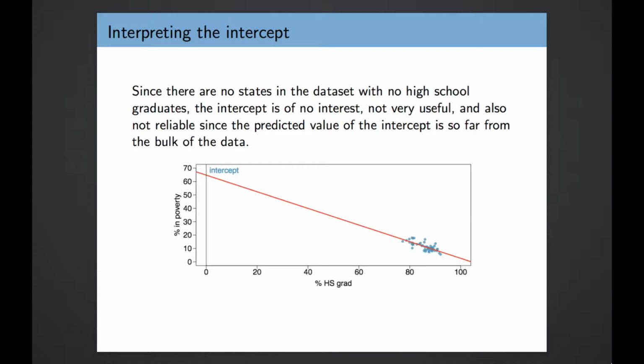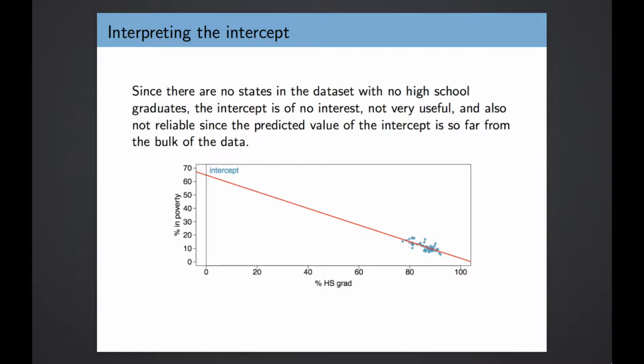Now, of course, in reality, we don't have any states where the high school graduation rate is 0, where there are no high school graduates who live in the state. That would be pretty ridiculous. And so finding a predicted value of the dependent variable under those circumstances is not really very useful, and it's certainly not reliable. Because we don't have any data for states with that kind of characteristic, it doesn't make sense to try to estimate the poverty rate in a state like that.